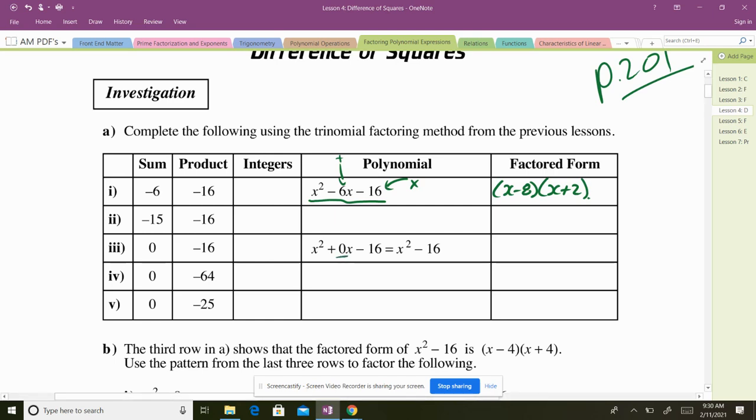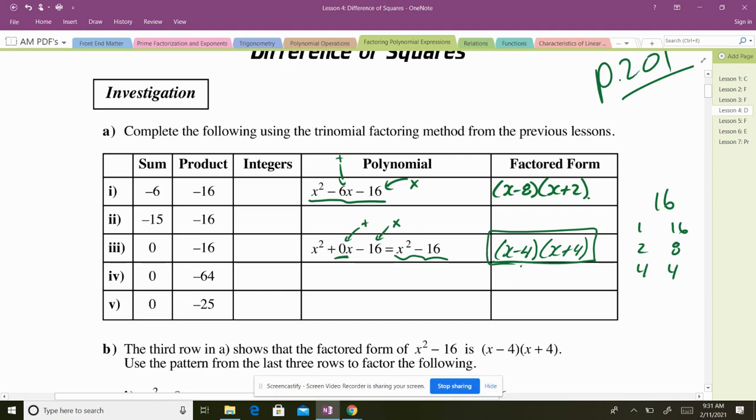Now, what if I made the middle term 0x? So in other words, we've written it like this. What multiplies to -16 and adds to 0? What are the factors of 16? Let's go through it. 1 and 16, 2 and 8, 4 and 4. So you're going to choose 4 and 4. One of them has to be negative though, right? Because that's how you're going to get them to add to 0. So it's going to turn into x minus 4, x plus 4.